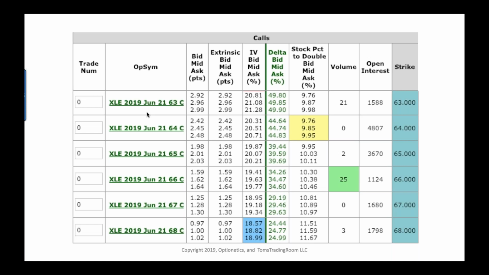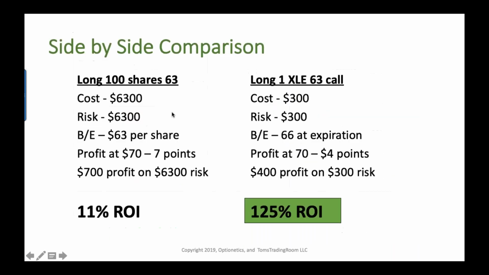That's pretty much the only two places I go. All right. And so I want you to think of that too. Here's where we are, 63. Where are we going? 70. What's a 63 call going to be worth if we get to 70? And that's where we go into what I call a side-by-side comparison.